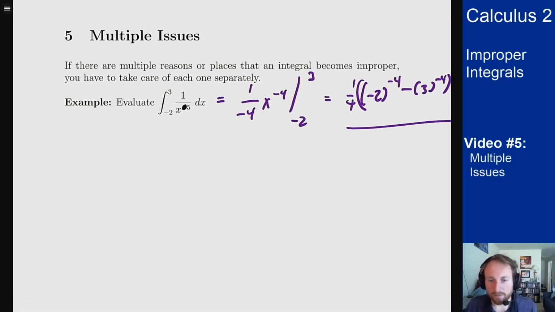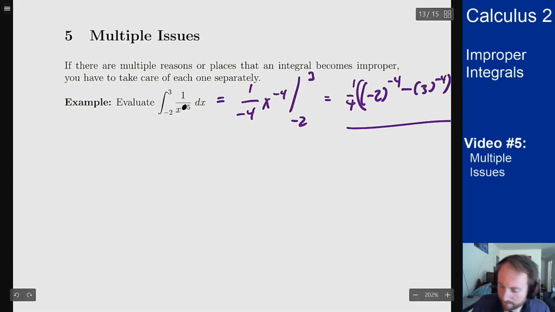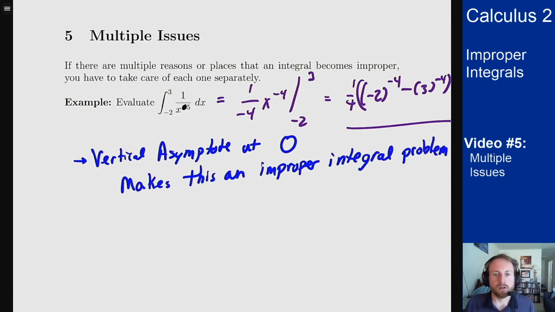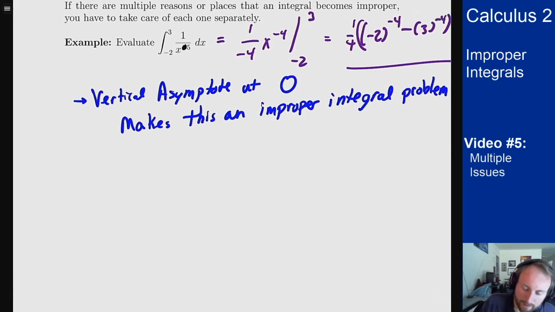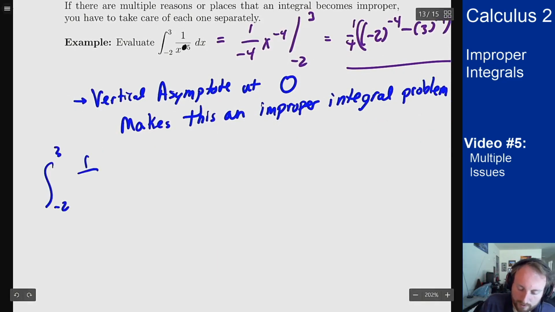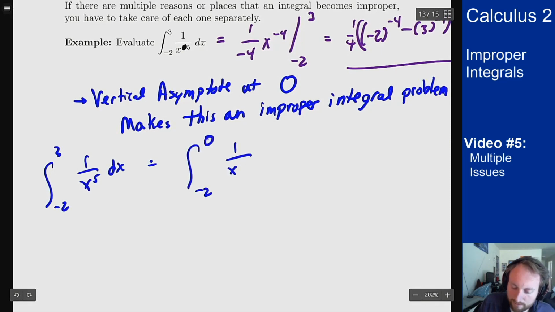Because this integral is improper, because there is a vertical asymptote at 0, which makes this an improper integral problem. So how do we handle this? Well, we have to get 0 as an endpoint to be able to handle the improper integral aspect of it. So what I have to do is split this into two separate integrals, each of which has 0 as an endpoint, and then do an improper integral calculation on both of them separately, not at the same time, and see what that gives me. So I will rewrite the integral from minus 2 to 3 of 1 over x to the 5th dx as the integral from minus 2 up to 0 of 1 over x to the 5th dx, plus the integral from 0 to 3 of 1 over x to the 5th dx.